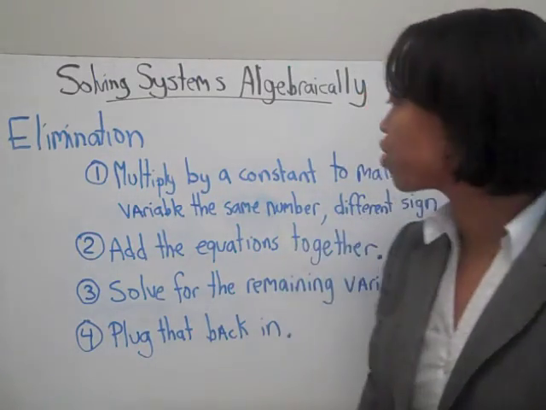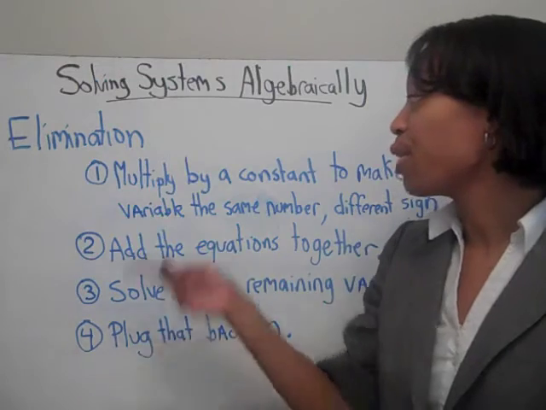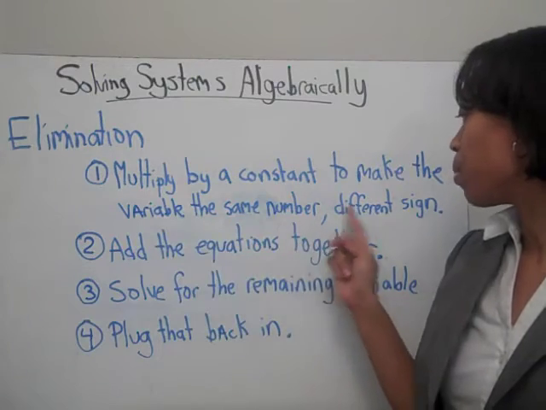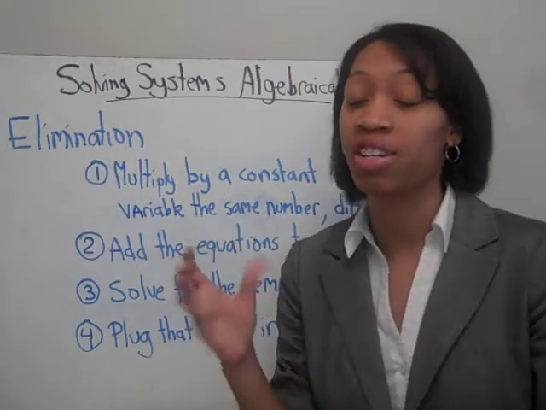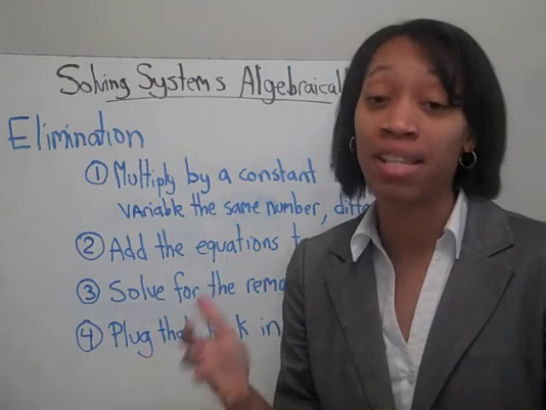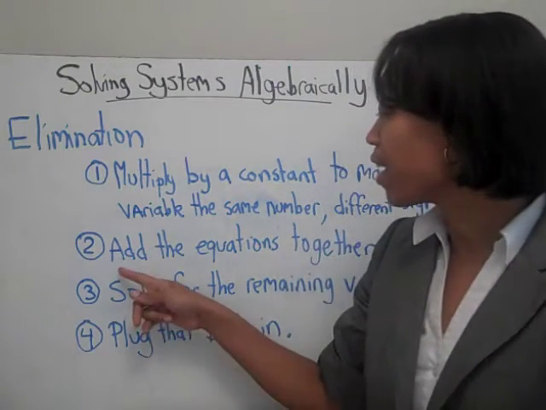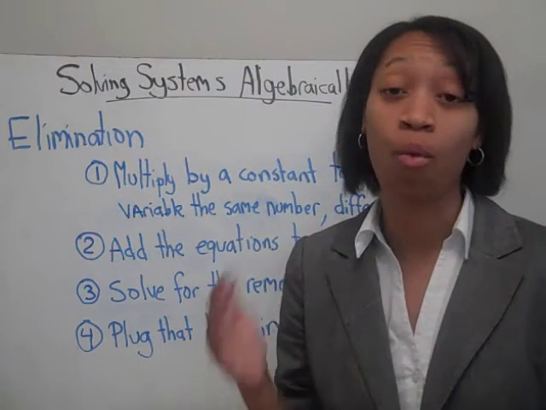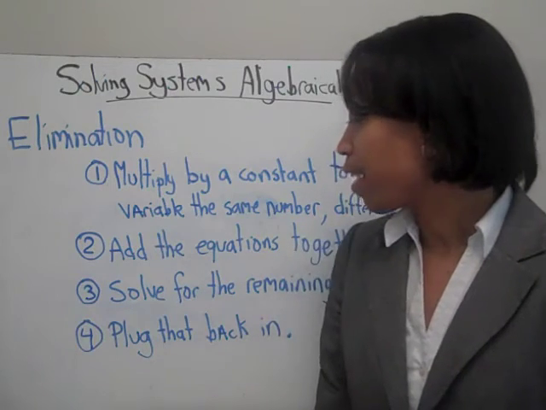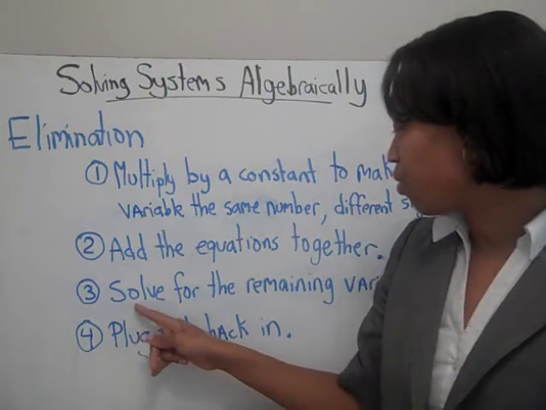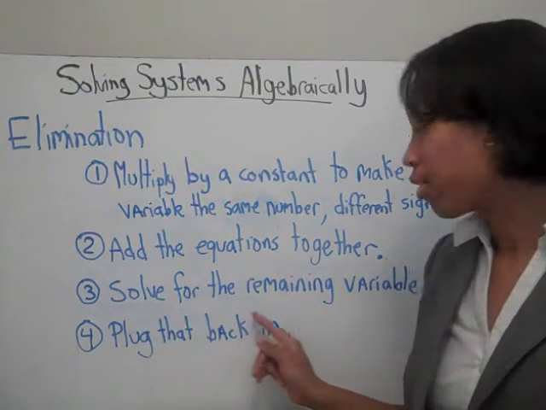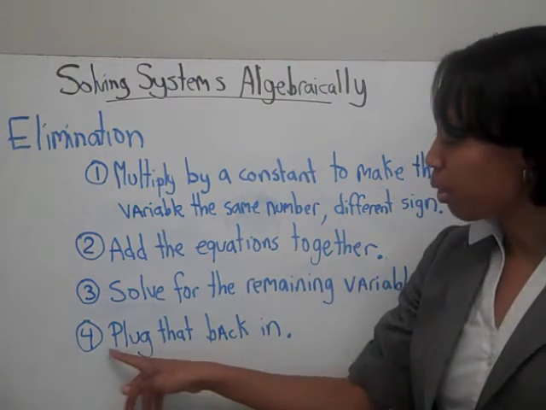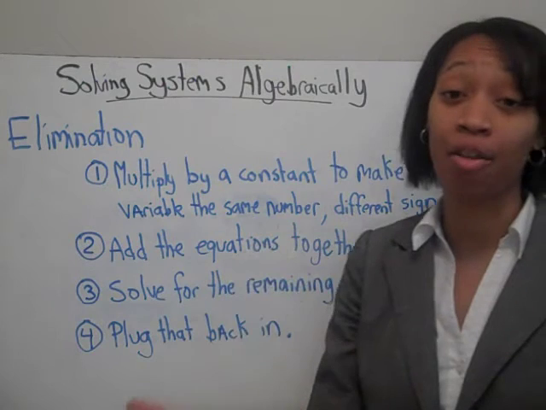So elimination first. When you're trying to solve through elimination, you need to multiply by a constant to make the variable the same number but a different sign. So you have two equations, you're going to take one of them, and you're going to get the variable to be the same by multiplying. Then you're going to add the equations together. And when you add the equations together, something should cancel out. One of the variables should cancel out. Then, after the variable is canceled, you need to solve what's left for the remaining variable. And then once you get that answer, you're going to plug that back in to find the other variable.